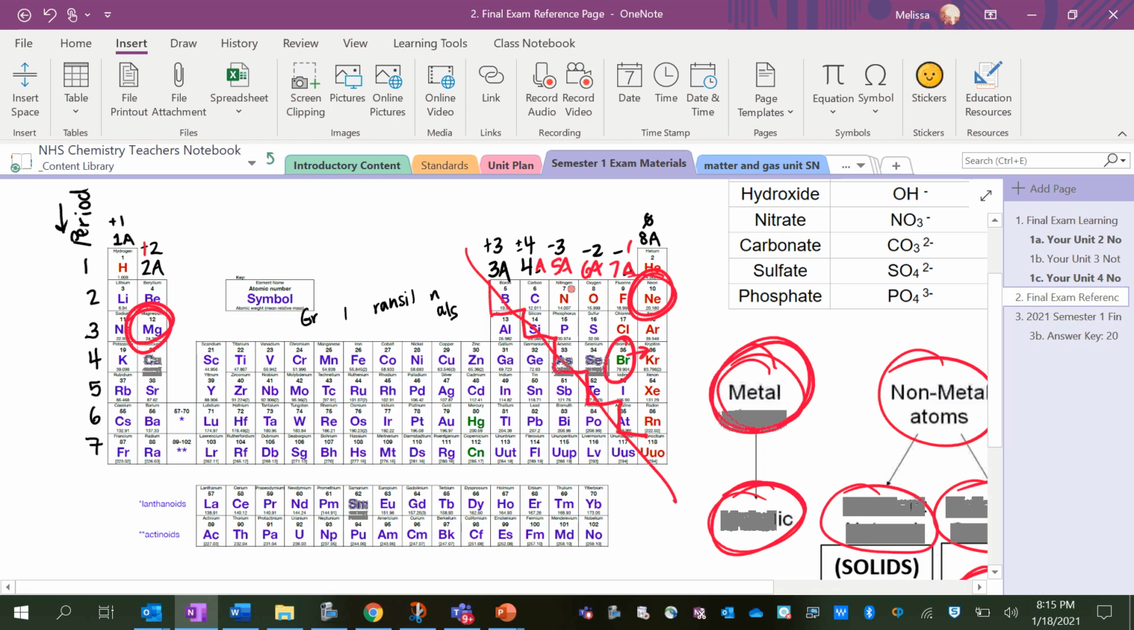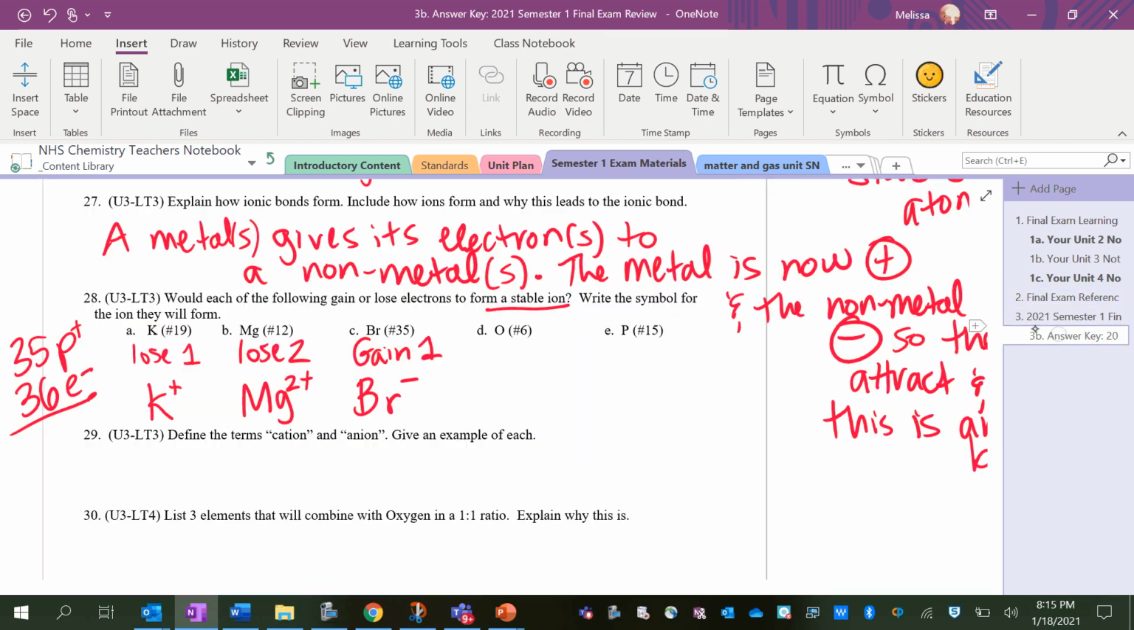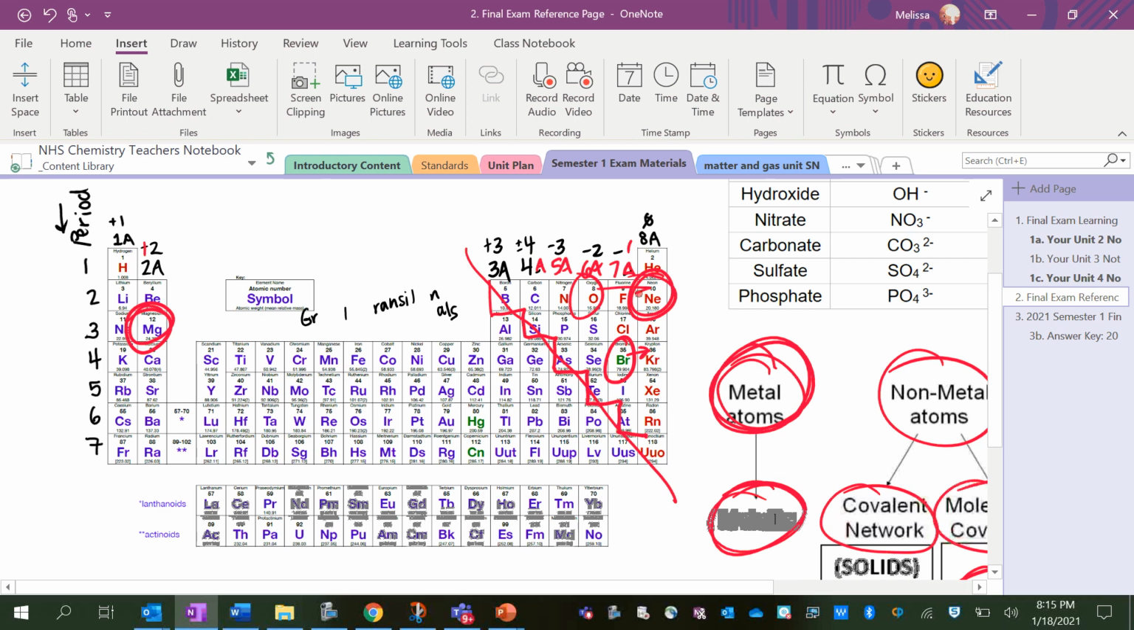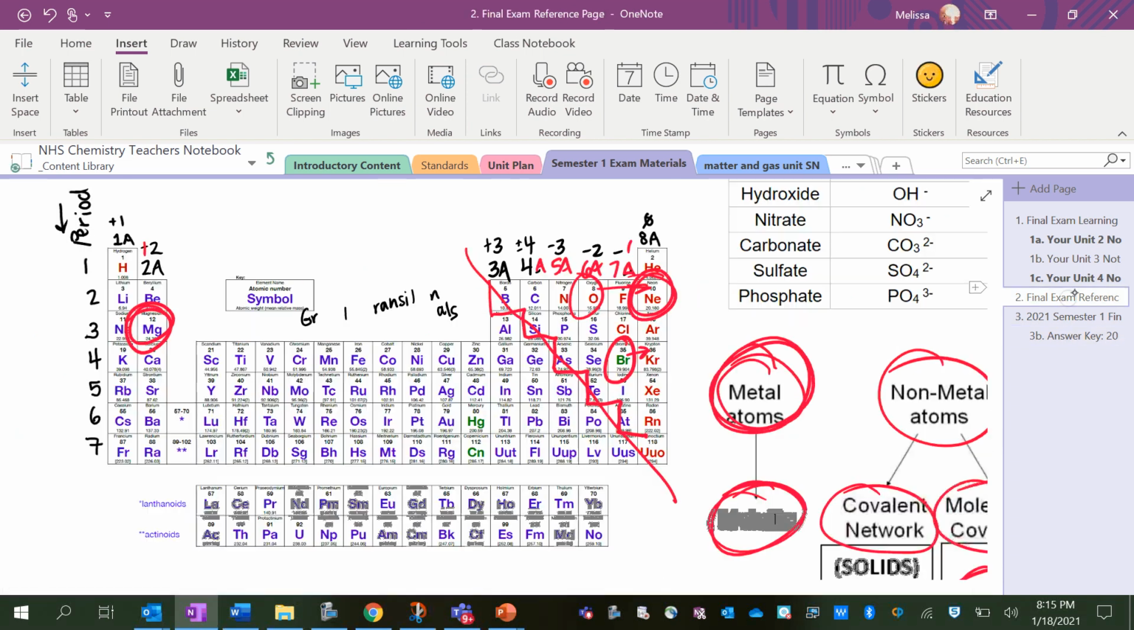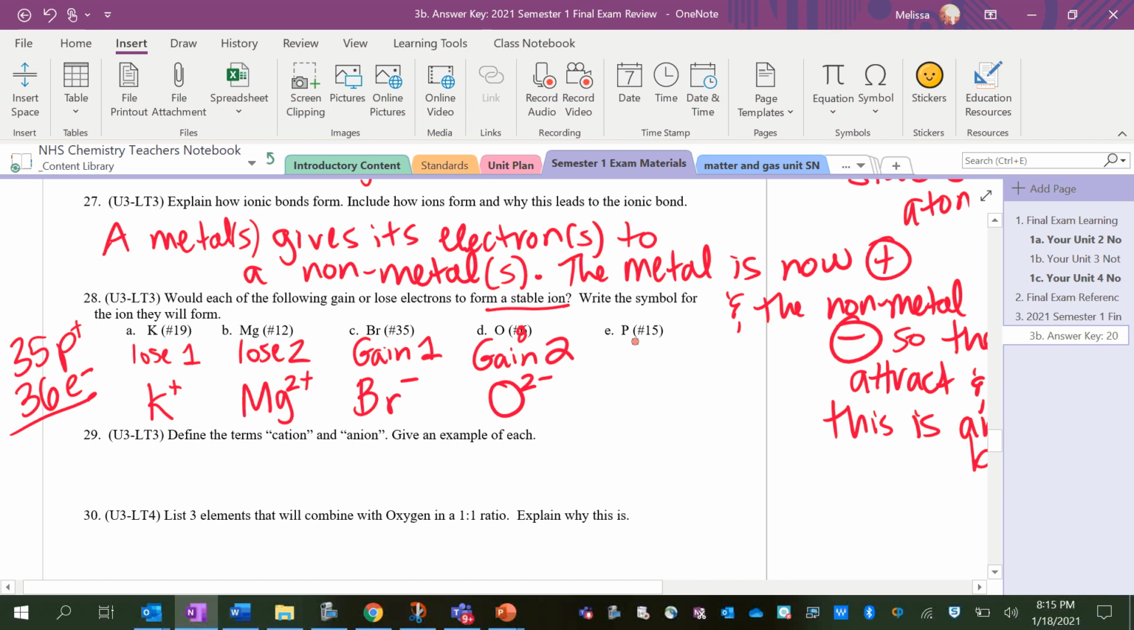And O, I just saw this is an error. O is number 8. And so the oxygen atom wants to gain 2 to be like neon. 8 to 10, it needs to gain 2, so it will form a -2 charge. And phosphorus, number 15, is so close to being like argon, number 18. It just needs to gain 3, so it will form P3-.